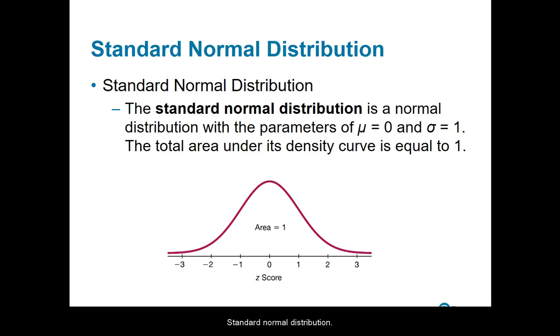Alright, so our standard normal distribution. Standard normal distribution, as stated before, has a mean of 0 and a standard deviation of 1. The total area under the curve is equal to 1. Now the z-score is this value down here: 0, 1, 2, 3, -1, -2, -3. The z-score is simply how many standard deviations from the mean the particular point you're looking at is. So a z-score of 1 would be 1 standard deviation above the mean. A z-score of 2 would be 2 standard deviations above the mean.